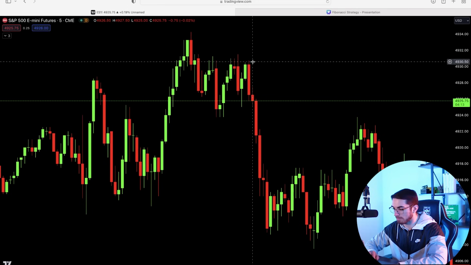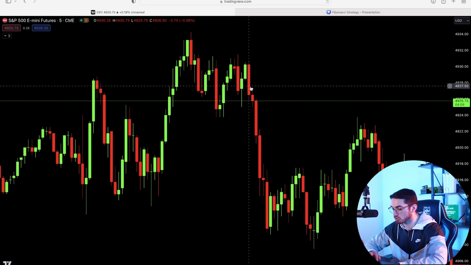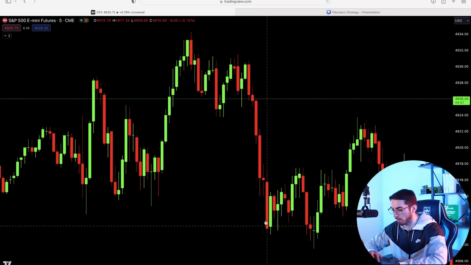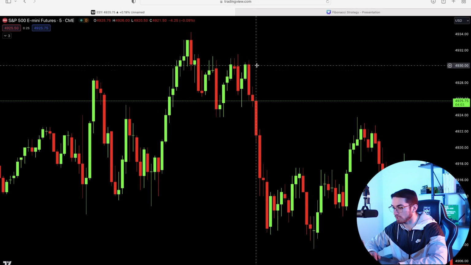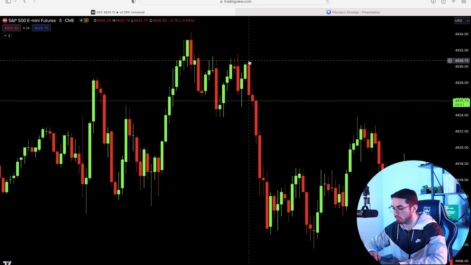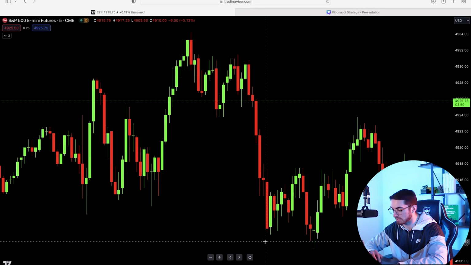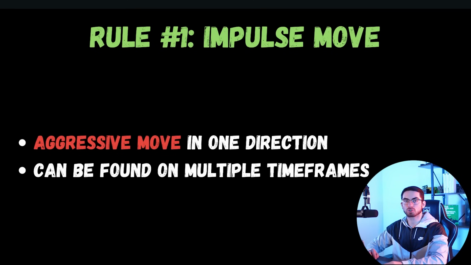Now, another example of an impulse move, but this time to the downside, was this very sharp and quick sell-off down. Again, notice we didn't have a lot of chop in this range before dropping down. It was just a very quick move from up here all the way down here. So when looking to use your Fibonacci retracements, you need to identify that impulse move.